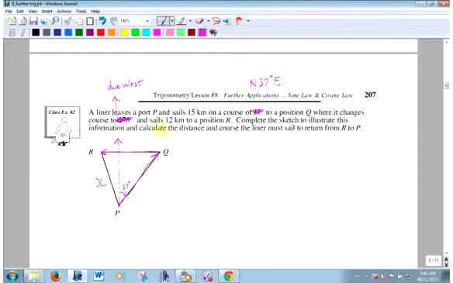Okay, so he sails 12 kilometers. I didn't put my 15 there. To position R. All right? And then he's going to sail back to where he started from. So he's making a big triangle. I need to find x. All right?